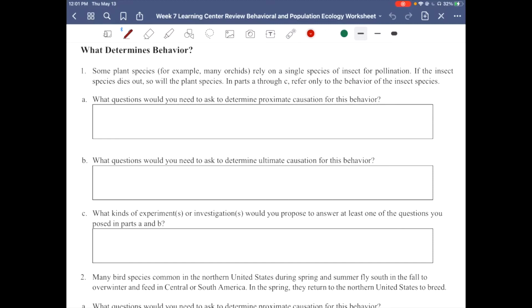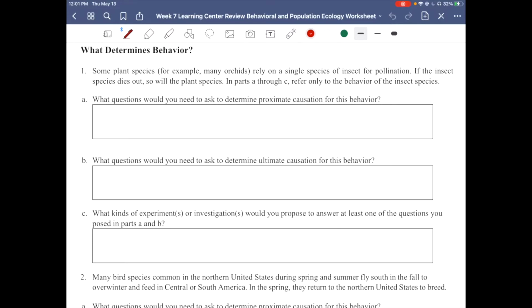So here's the premise. Some plant species, for example, many orchids, rely on a single species of insect for pollination. If the insect species dies out, so will the plant. In parts A through C, refer only to the behavior of the insect species.